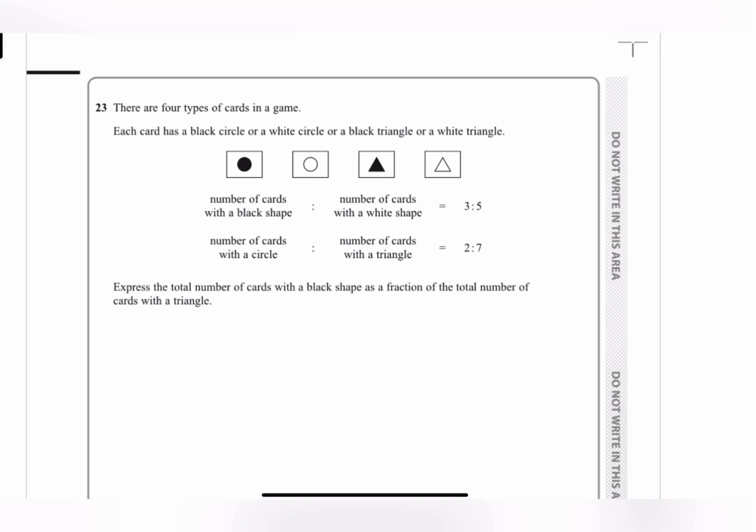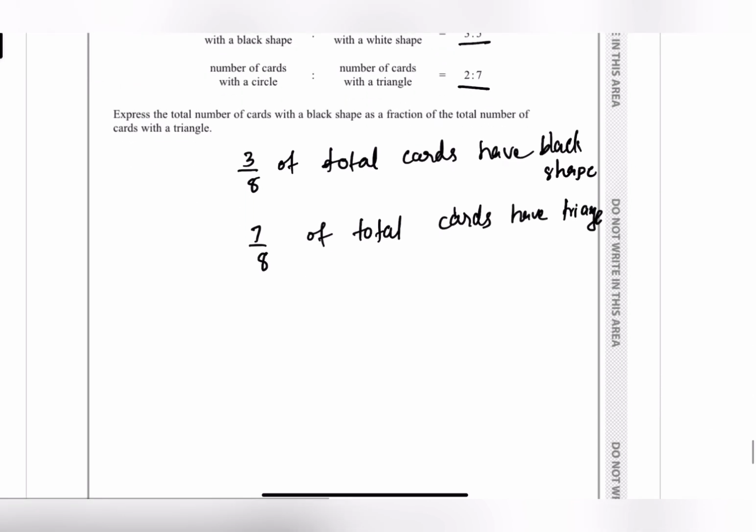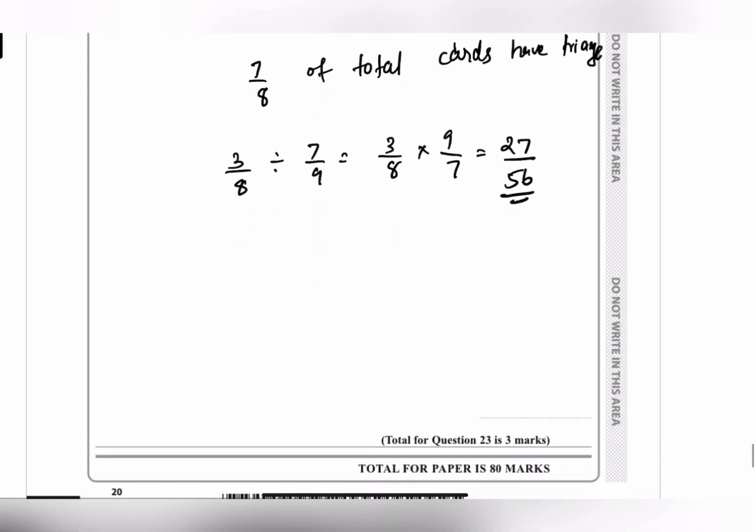You can say 3 over 8 of total cards have black shape, right? Similarly, you can say from this ratio, 7 over 9 of total cards have triangle. Now you have to express the total number of cards with black shape as a function of total number of triangles. So you just divide 3 over 8 by 7 over 9. So 3 over 8 times 9 over 7, which will be 27 over 56. So that should be your answer.